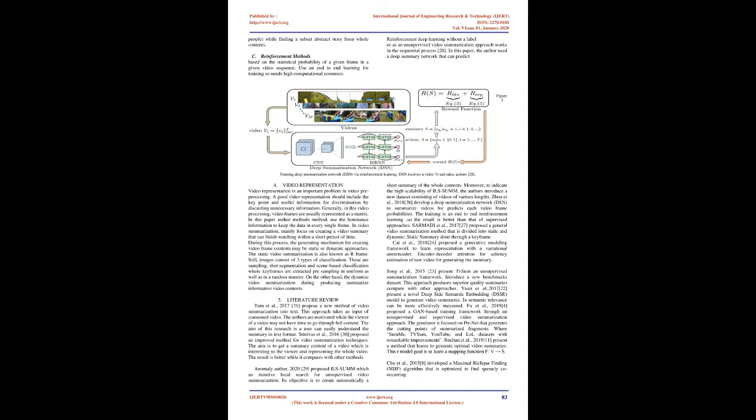Video summarization mainly focuses on creating a video summary that can be watched within a short period of time. During this process, the mechanism for generating video frame contents may be a static or dynamic approach. Static video summarization is also known as R-frame. Still images consist of 3 types of classification: sampling, shot segmentation, and scene-based classification, where keyframes are extracted by sampling in a uniform as well as a random manner. On the other hand, dynamic video summarization produces summarized informative video contents.